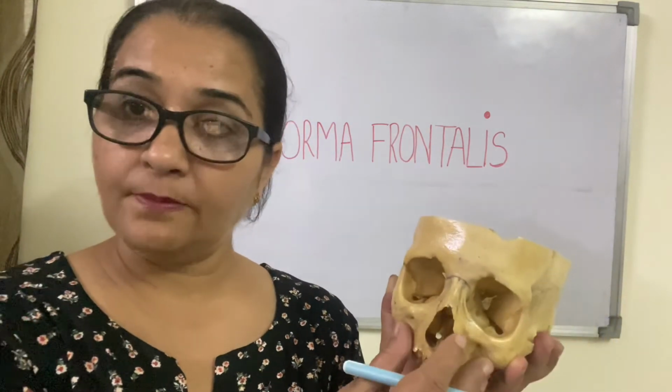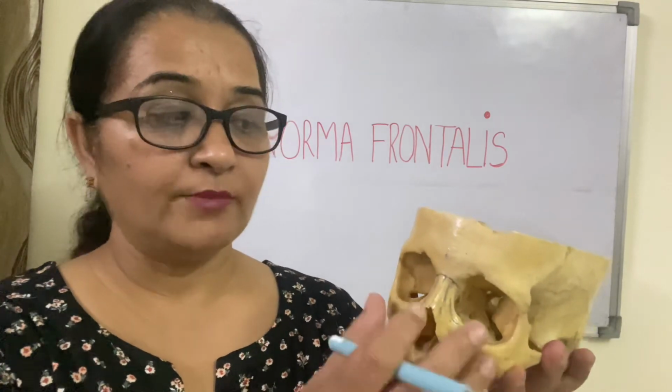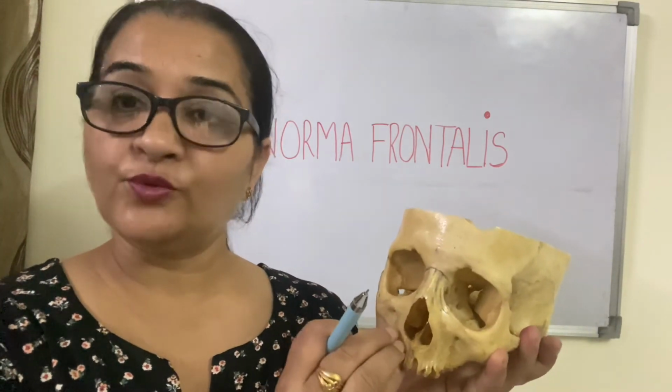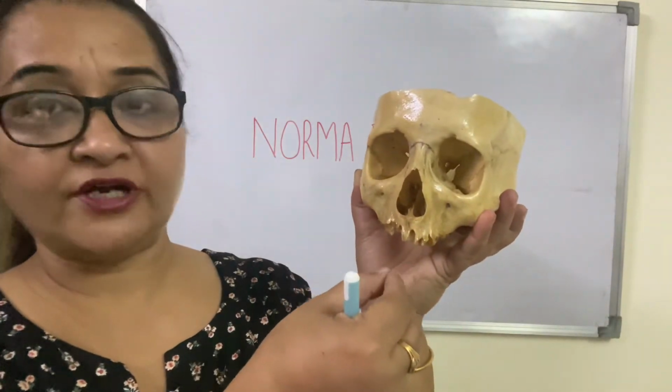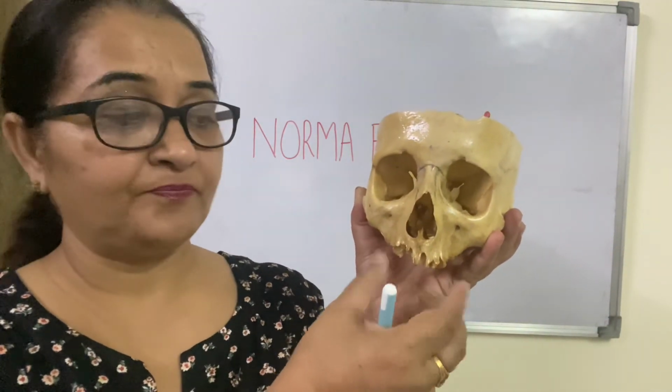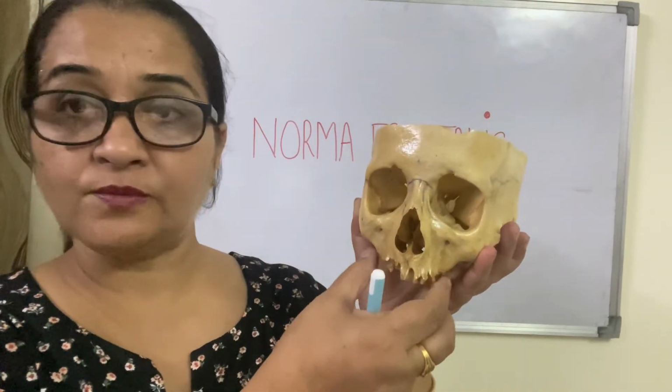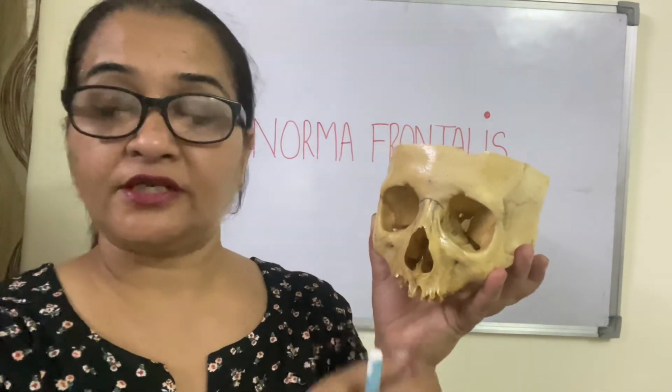So this is a very simple portion of the skull, because only a few bones contribute to the norma frontalis, and the lower part of the norma frontalis is completed by the mandible. So the mandible articulates here, which forms the lower jaw. So the lower part is completed by the mandible. So this is all about norma frontalis.